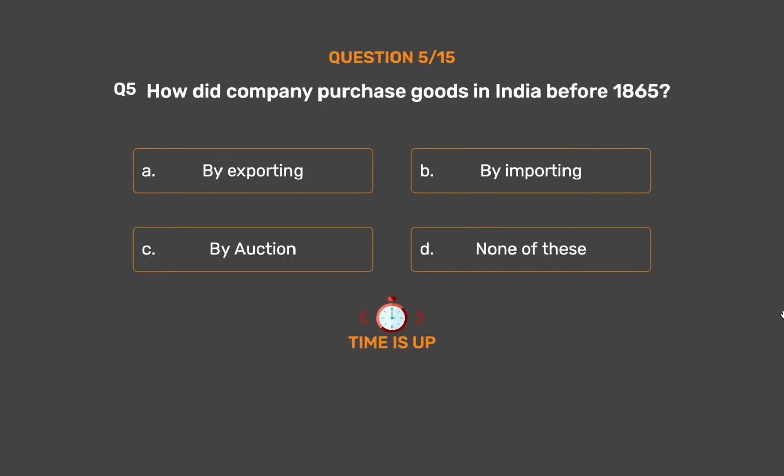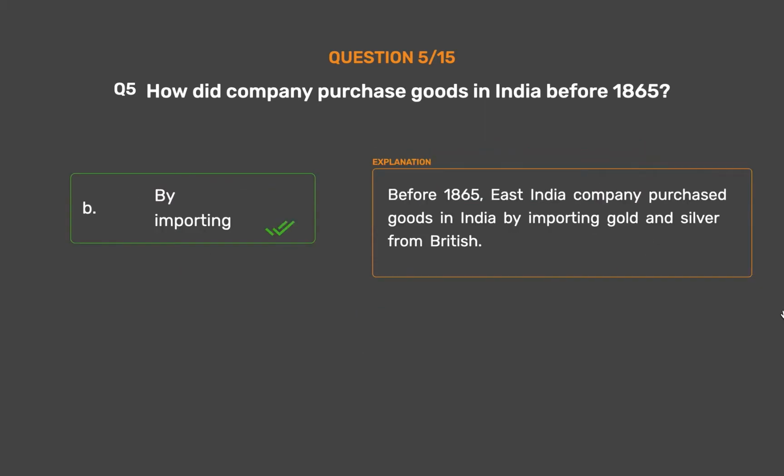The correct answer is Option B. By importing. Before 1865, East India Company purchased goods in India by importing gold and silver from Britain.